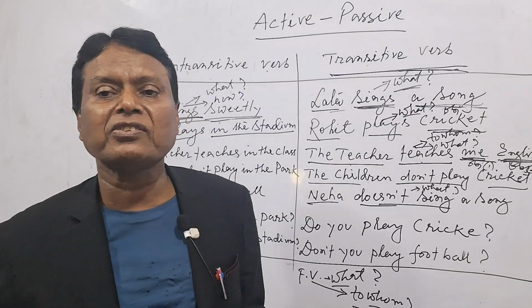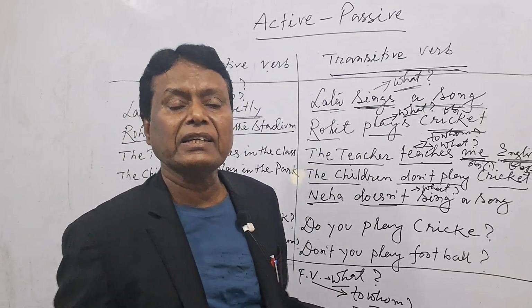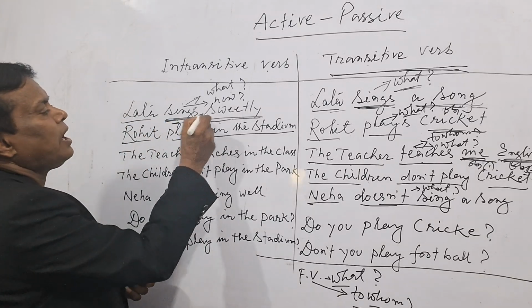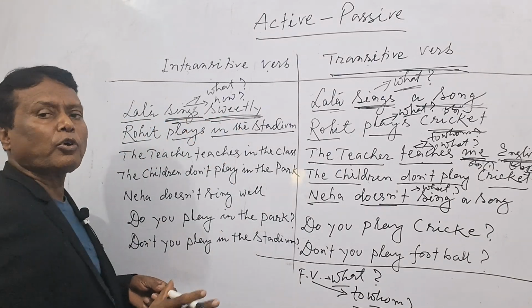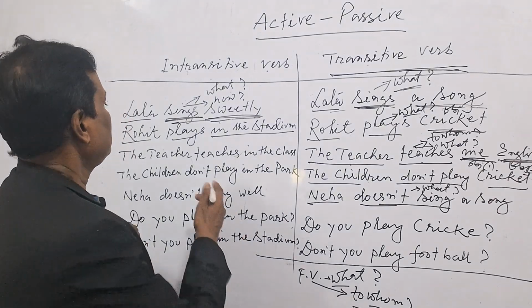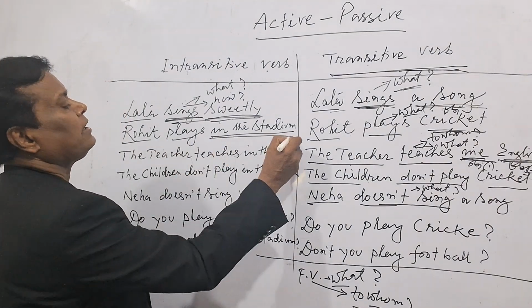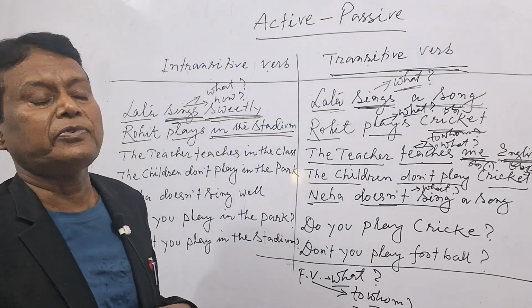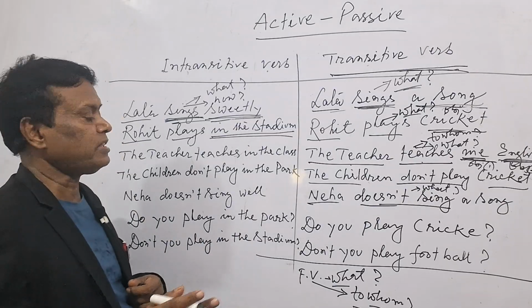Even with so many sentences, we don't get any object, like intransitive. See the sentence structure here. Lata sings how? Sweetly. Try to convert it into passive, it will not be converted into passive, not possible. Rohit plays where? In the stadium. You cannot convert into passive because it is an intransitive verb sentence.